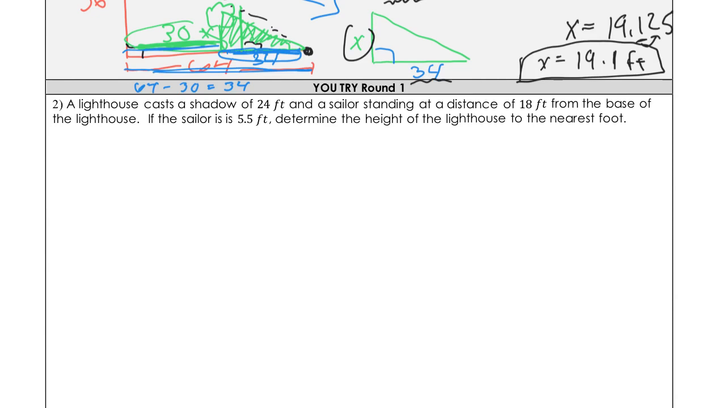All right, so again, we want to draw a really good picture. We got a lighthouse and a shadow. 24 feet is the shadow, and then we got a sailor, and he's 18 feet away from the lighthouse. So this is not the shadow of the sailor. That's how far away they are. Sailor is 5.5 feet high. Determine the height of the lighthouse.